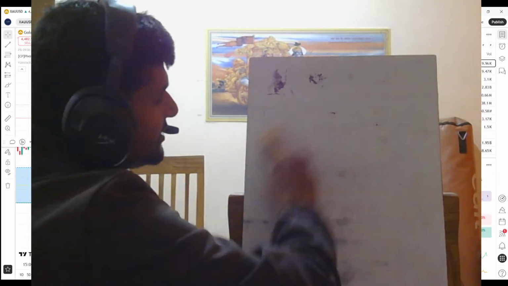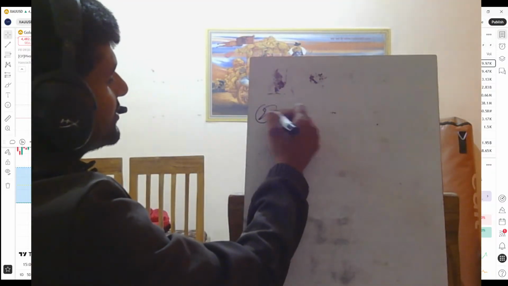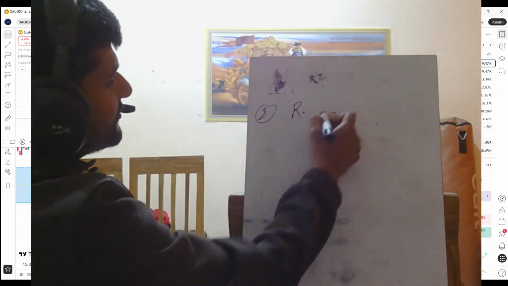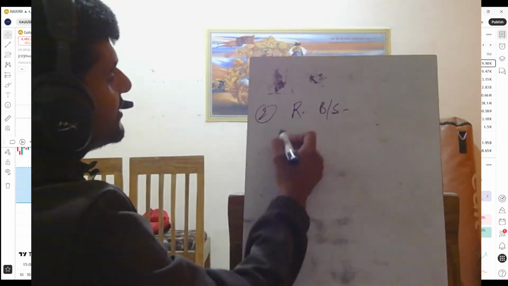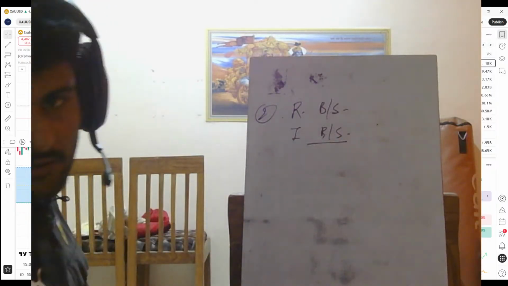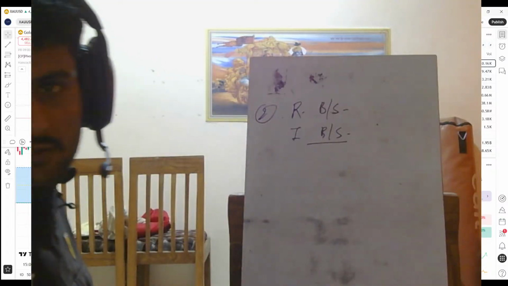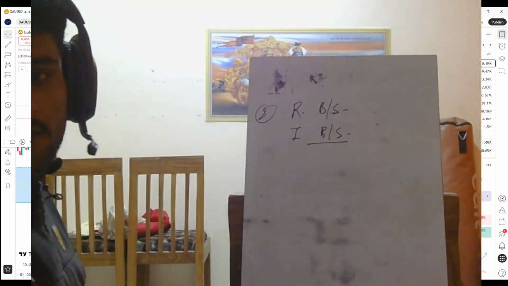So basically there are two types of things which can happen. One is responsive, whether it could be buying or selling. Second is initiative, whether it could be buying or selling. Okay, so that is the simplest thing which we have covered right now.